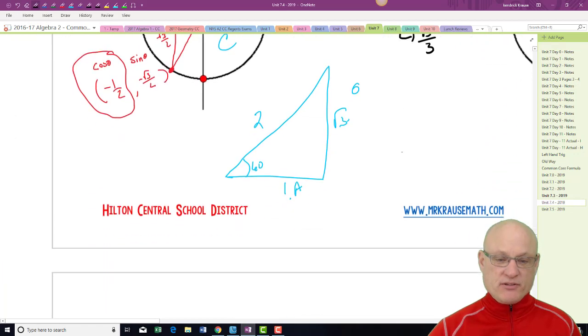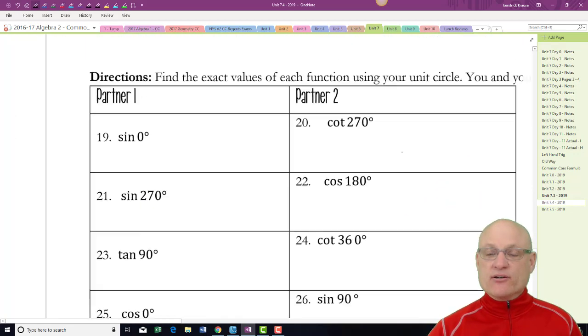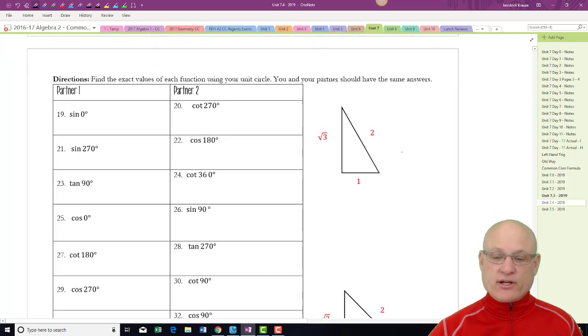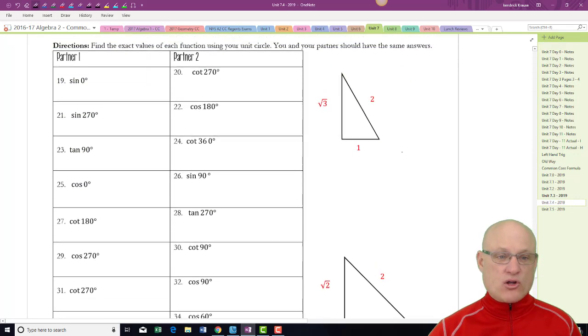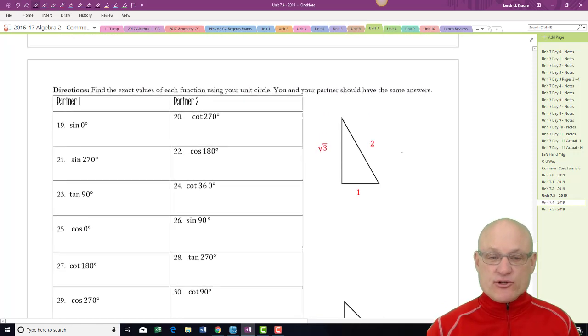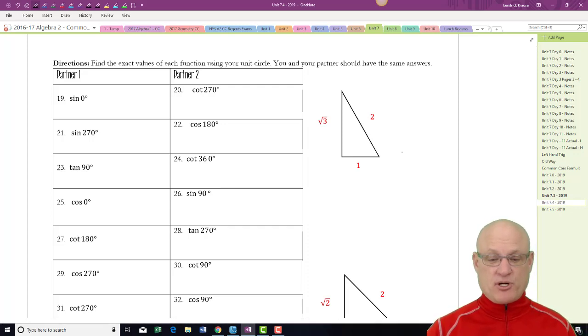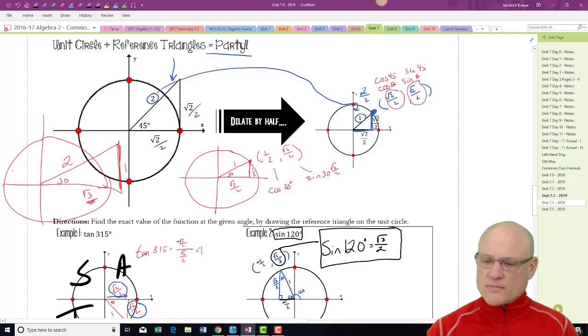Any more? Please tell me there's more. Yes! Find the exact value of each. You and your partner should have the same answers. So what you need to do right now is go through all of these and do these. You're going to do these in class. So I'm going to pause the video. You should pause the video. And when you come back, I'm going to have all of the answers written in there. Okay? So I'm going to pause it right now, and then I'm going to come back and have all the answers written in there. Are you back?